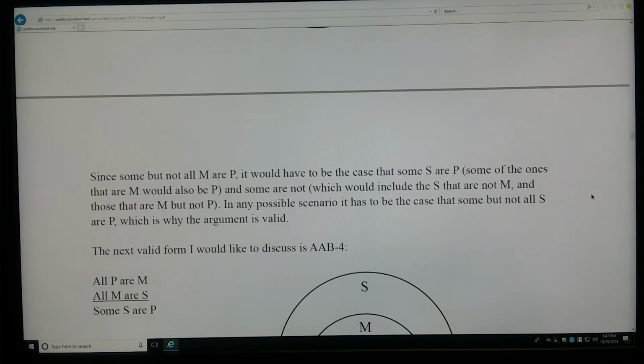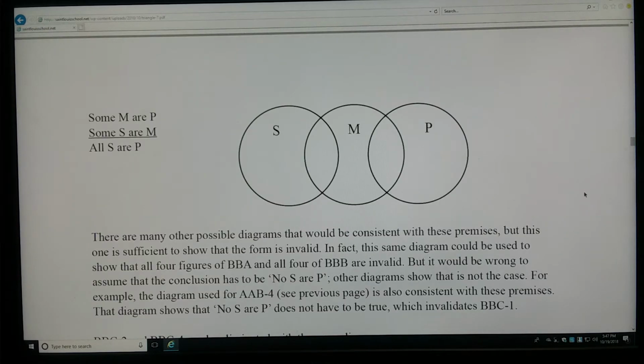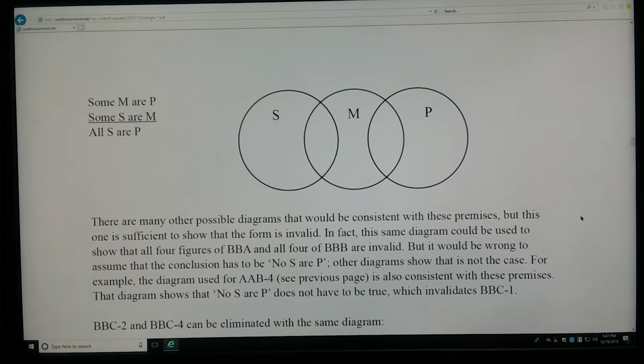All right, so I'm not going to go through all of these, but let's just move down to a couple that are invalid. Okay, so here we have 2 premises that are particular statements, some statements. And this would be one diagram that would represent the reasoning for those statements. So some M are P. Okay, so that's how we represent that for this diagram. They're just overlapping classes. And then we have another premise, some S are M. And then our conclusion says all S are P.